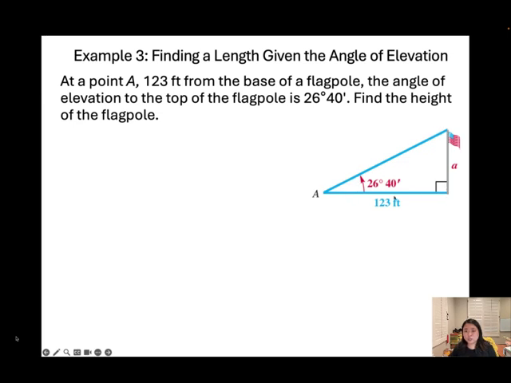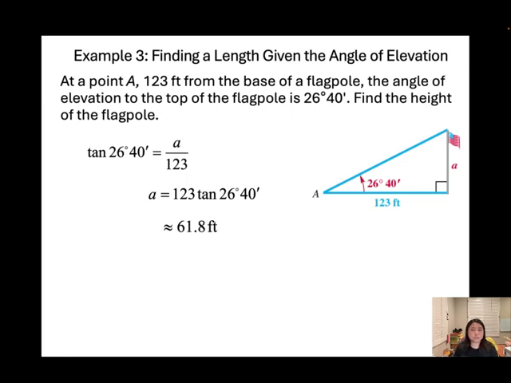So we do have the degree. We know the adjacent and we want to find the opposite. So let's use the tangent. Tangent is going to be opposite over adjacent. Okay, then use your calculator. Remember how to convert it to decimals? You could do 26 plus 40 divided by 60. You should get 61.8 feet. Okay, answer the question. The height of the flagpole is going to be 61.8 feet.